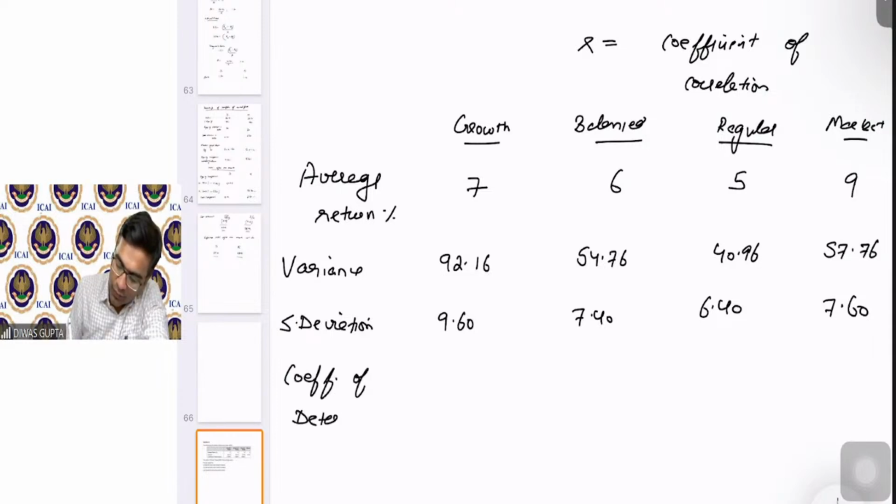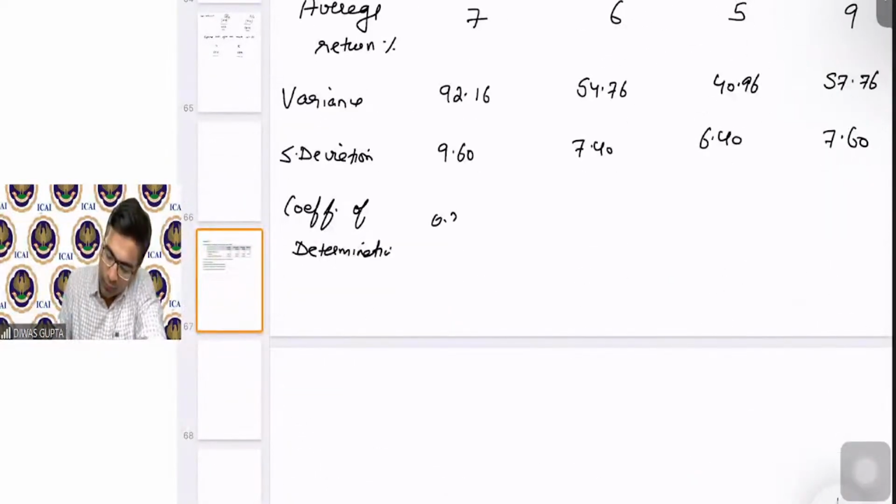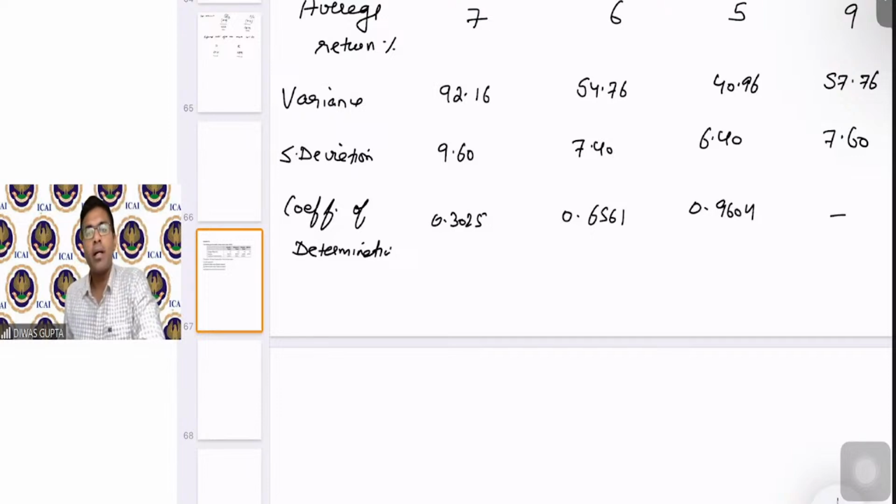Then coefficient of determination will be, that is also given in the question, 0.3025, 0.6561, and 0.9604. In case of market, it's not given.